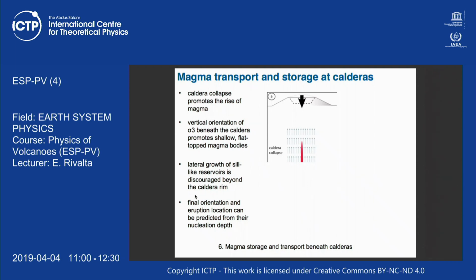And if you manage to create a caldera because you have a big eruption, then the next time you will feed a system, it will be more flat. And maybe it will also be there because the rims are pushing, and therefore you need to accumulate more magma to be able to overcome this push of the rims and to create an eruption. And then once you do it, you will drain it again, and then you create a new collapse.